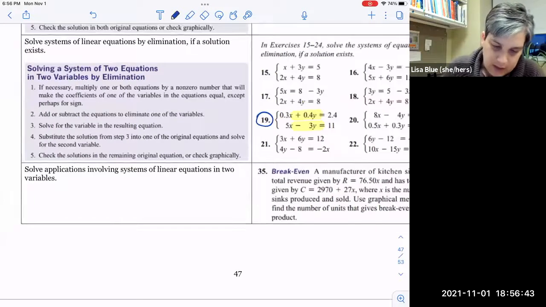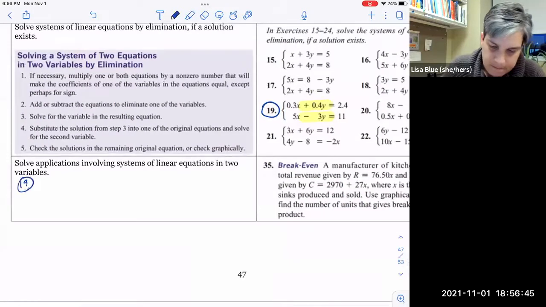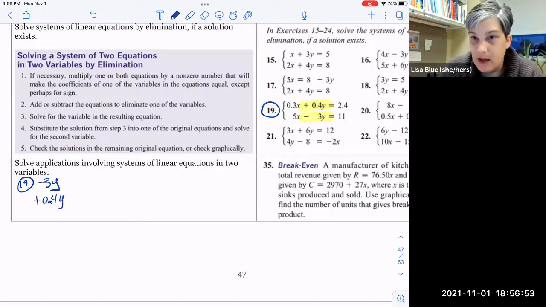So in practice, what that looks like: we want negative 3y to cancel with positive 0.4y, but we've got to multiply 0.4 by something to get it equal to 3. And so the best way to figure that out is to just say, all right, what is 3 divided by 0.4?